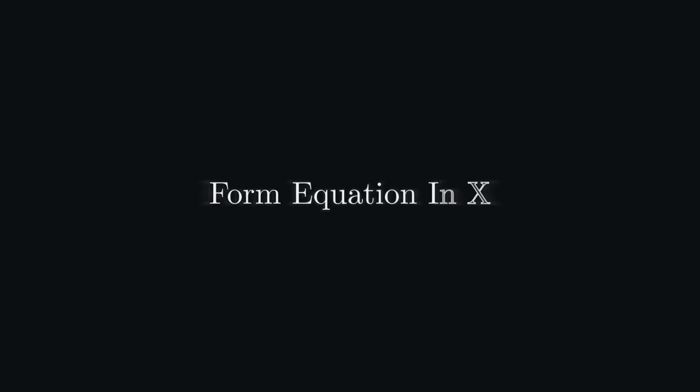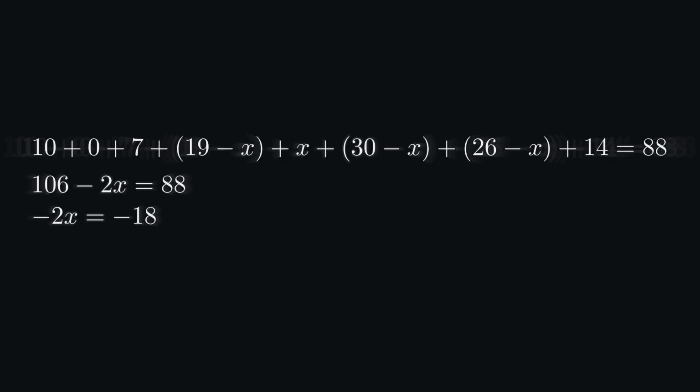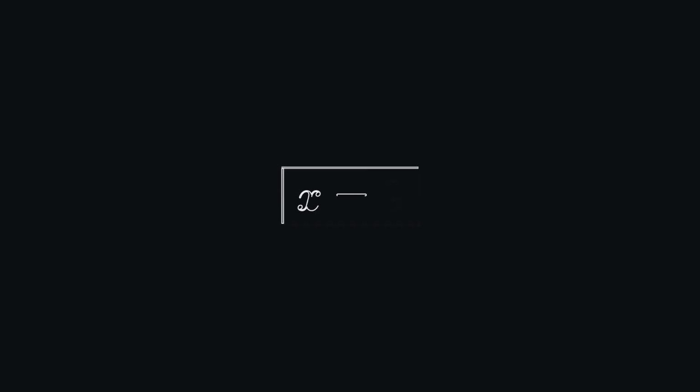Now, let's form an equation to find X. We add all the regions in the universal set and set the total equal to 88. This line says 10 plus 0 plus 7 plus 19 minus X plus 30 minus X plus 26 minus X plus 14 equals 88. This line says 106 minus 2X equals 88. This line says minus 2X equals minus 18. This line says X equals 9. The solution gives us X equals 9.